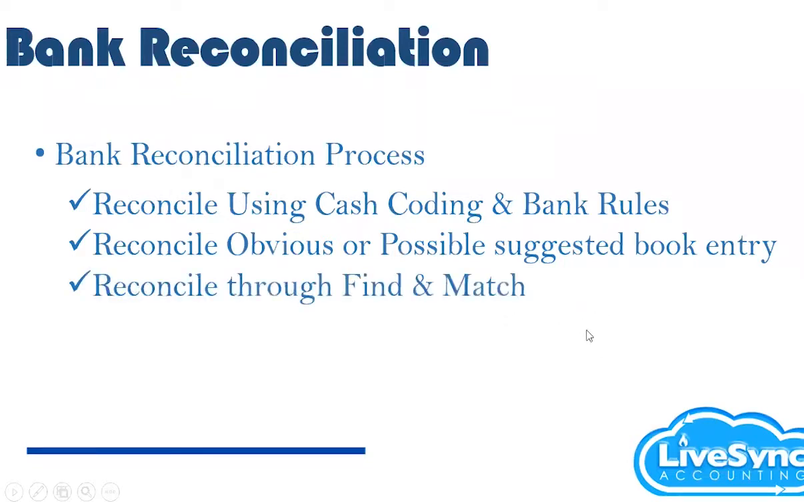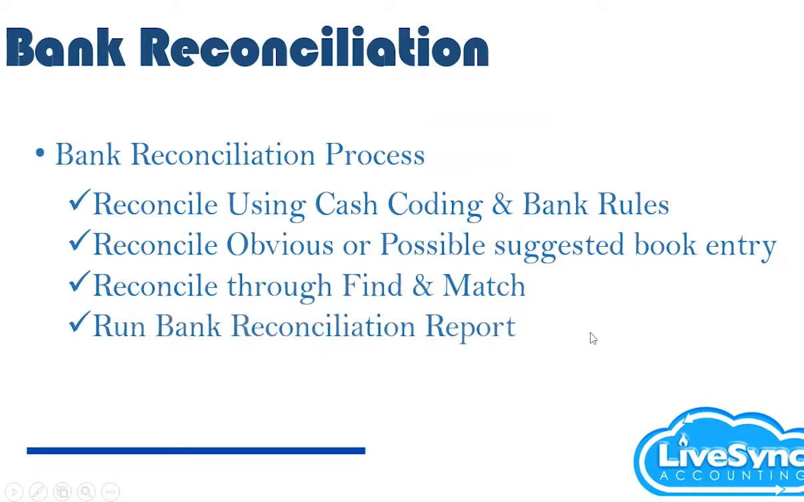The third one, reconcile through find and match. And lastly, run the bank reconciliation. So this is actually the suggested process, but the first one and the second one, obviously, it is most of the time interchangeable and it depends on the discretion of the accountant, whichever he or she prefers. Either he would reconcile the obvious transactions or he or she will do the cash coding in bank rules.